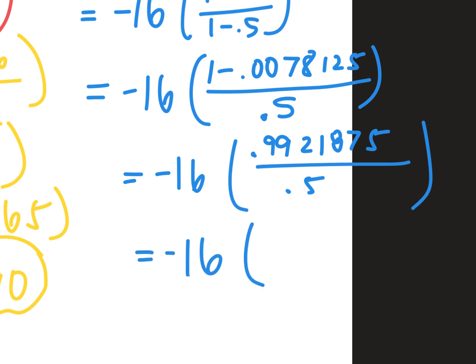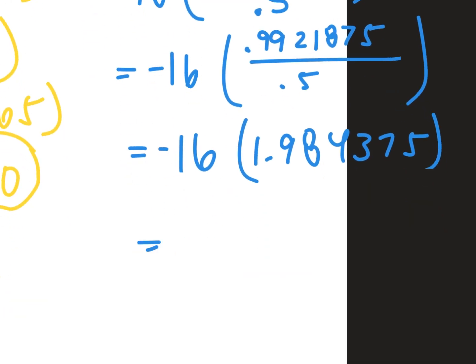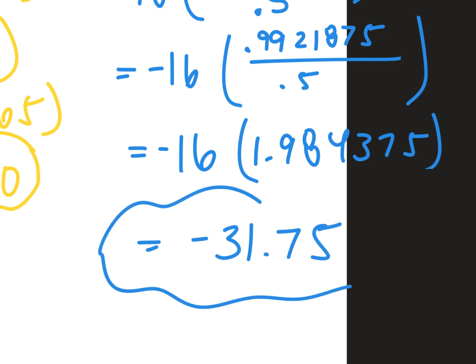What did you guys get? 0.992185 divided by 0.5. 1.984375. Okay, fine. And then what's the final thing I do? Times that by negative 16. What'd you guys get? Negative 31.75? Yep.